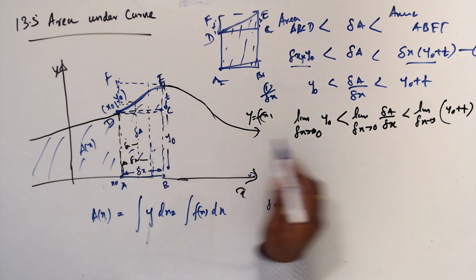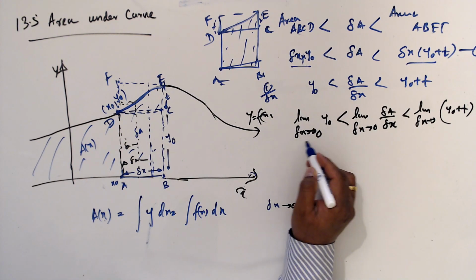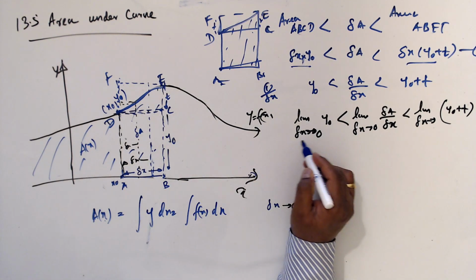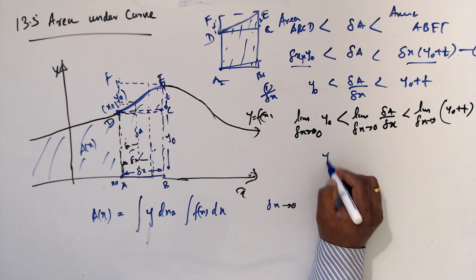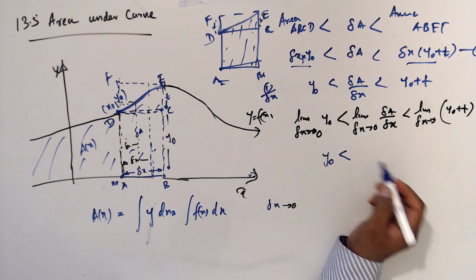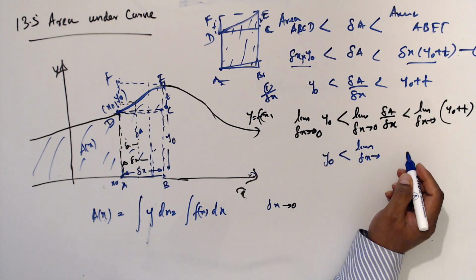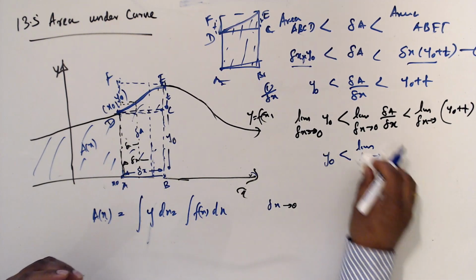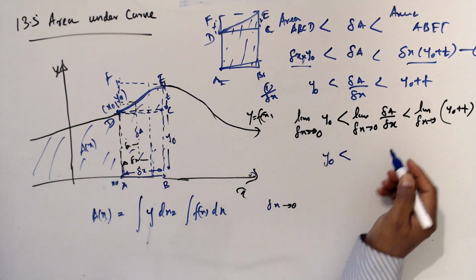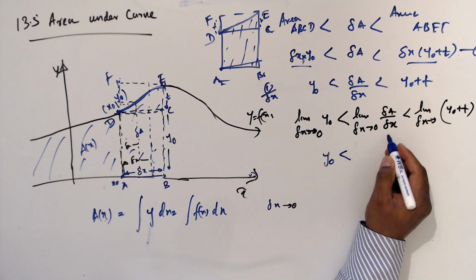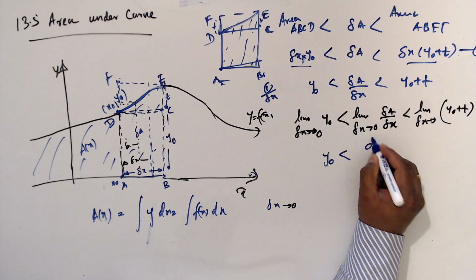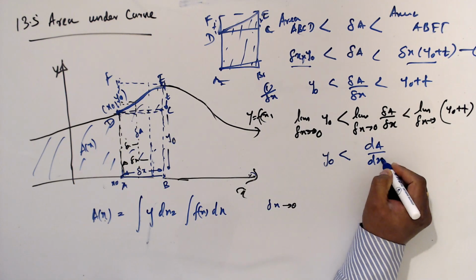Now you can see that this y naught is not influencing delta x, so it has to be y naught. Now we'll leave this one. Limit delta x goes to 0, delta A over delta x, this is dA over dx.